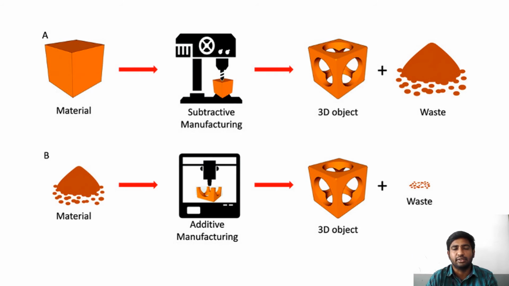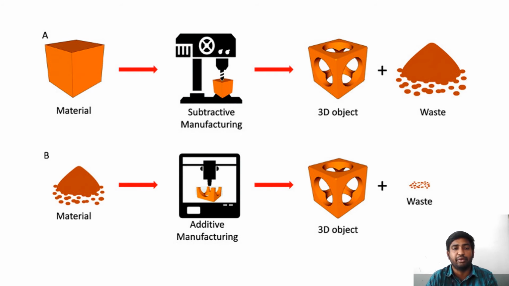First, A is about subtractive and B is about additive manufacturing. Here the material is fixed into the subtractive machining, which is the conventional machining process. This is the required component. The required component is created using this method with a maximum amount of wastage. This is the main disadvantage of subtractive manufacturing.